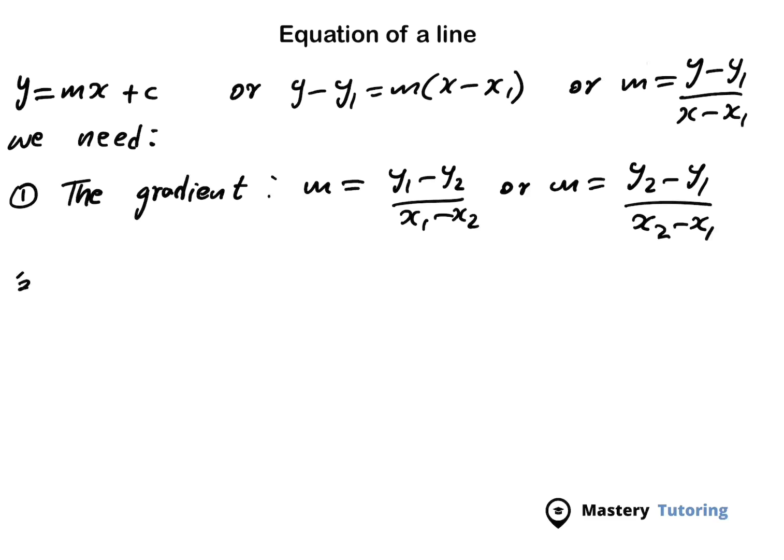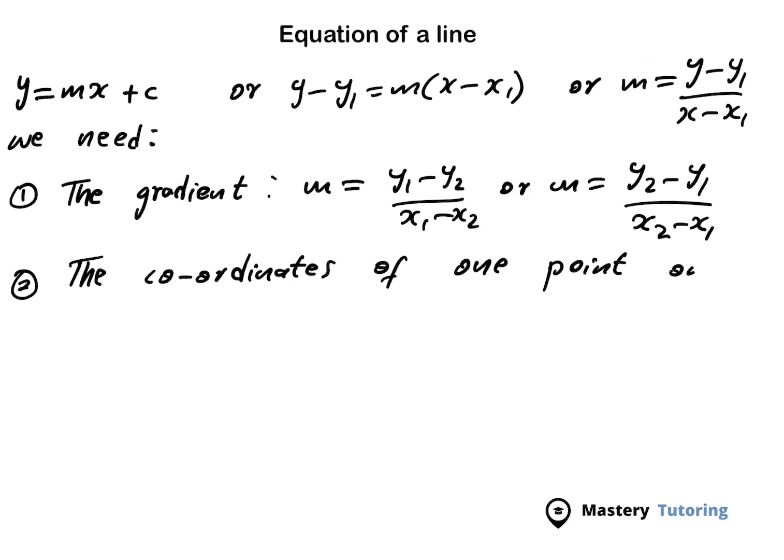And number two, what we need again is also the coordinates of one point on the line.